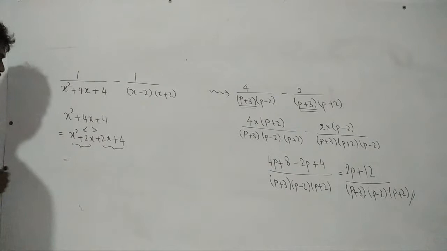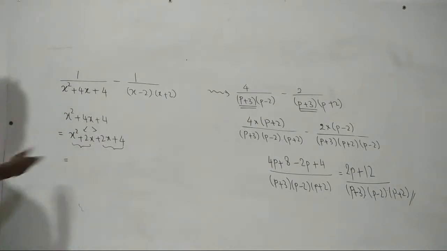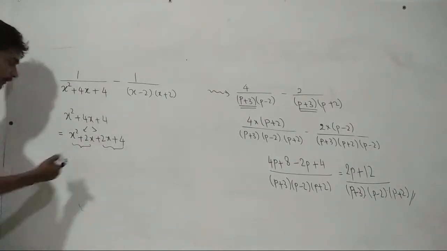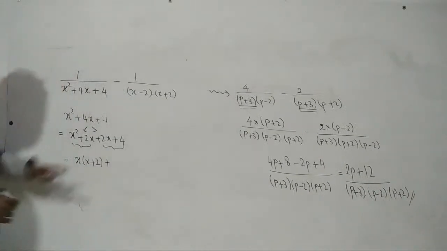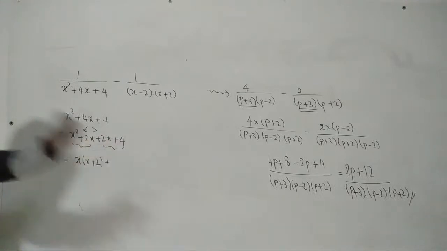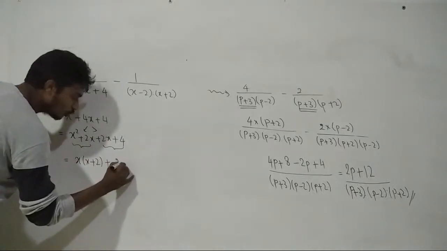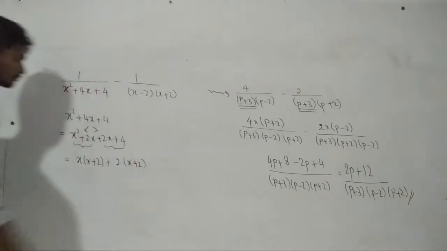So when you do that, you have x squared plus 2x. So x is common. So take x out of the bracket. When you do that, you will have x into x plus 2 plus. Get the 2 out of the bracket. So when you take this 2 out of the bracket, you're going to have 2 times x plus 2.